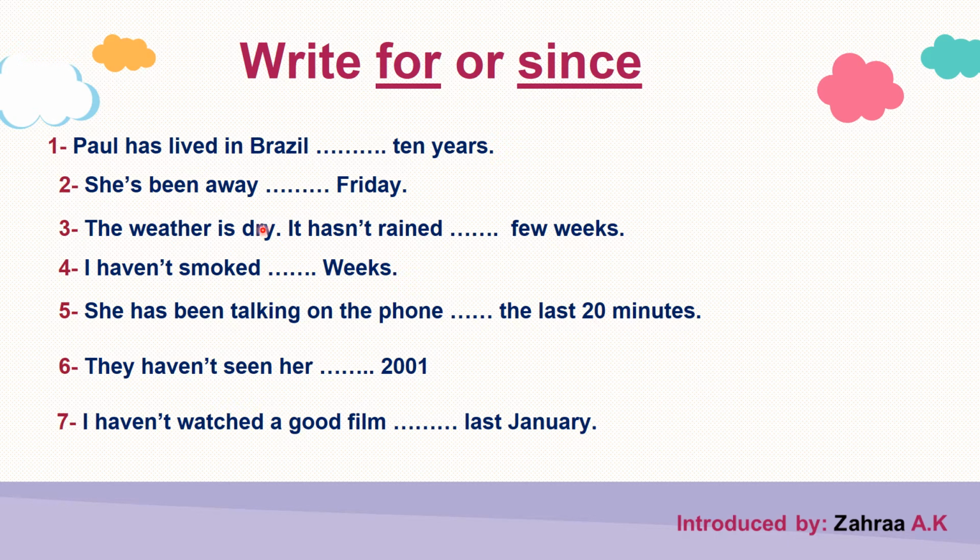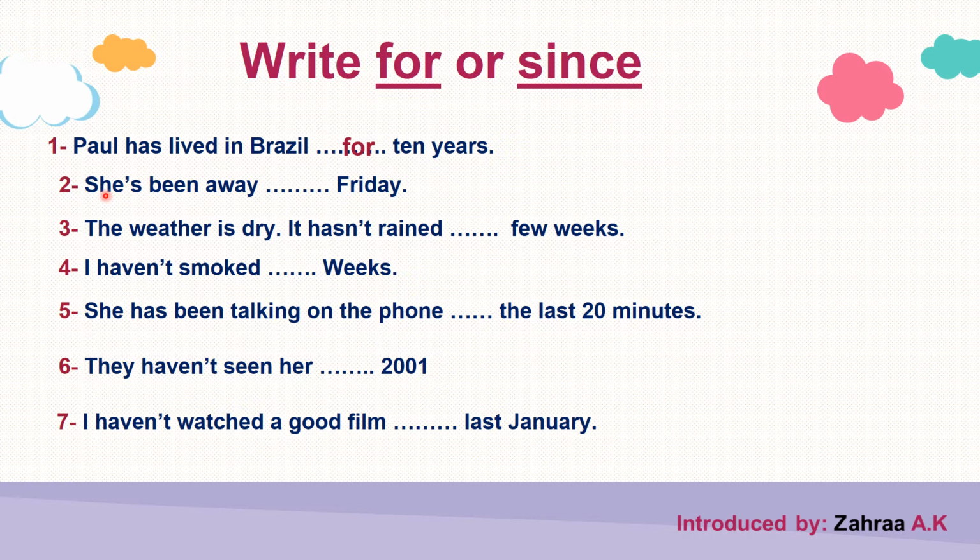So the answer of the first sentence: Paul has lived in Brazil for or since 10 years. We see 10 years. It is not a specific time, it is an amount over time, so we use for. Paul has lived in Brazil for 10 years. باول عاش في برازيل for 10 years لمدة 10 سنوات. بما أنها 10 سنوات غير محددة فنستخدم for.